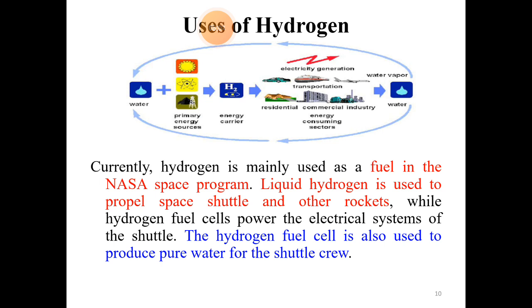Coming on to the uses of hydrogen. Hydrogen is mainly used as a fuel, because this is the heading on which we are discussing the topic, which is already in practice as fuel by the NASA space program. Liquid hydrogen is also used to propel the space shuttles and other rockets. Hydrogen fuel cells are also used to produce pure water for the shuttle crew. I mean to say, the people who go into space will require water. So the purest form of water is obtained from this particular technology of usage of hydrogen fuel cells.